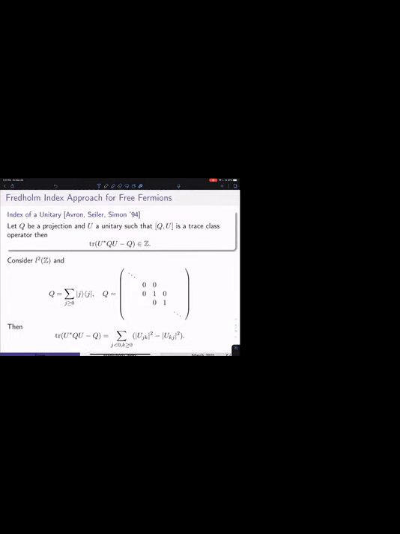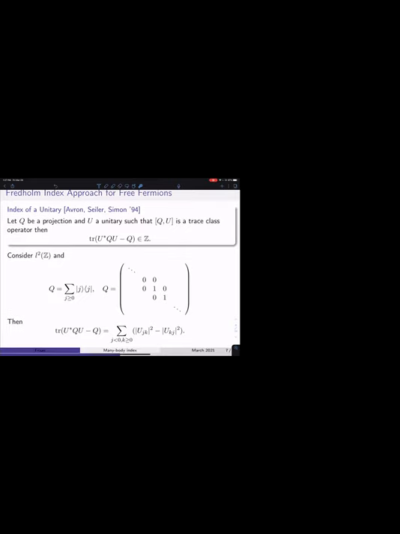A very typical example, if you consider hopping on a lattice, so L2 of Z, on a 1D lattice, and Q that is everything above zero is occupied, and everything below zero is not. Then you take any U, then this trace U star QU minus Q, a little bit of computation shows that it's a probability of jumping from negative to positive, minus probability of jumping from positive to negative. So it's sort of a probability flow across this fiducial point zero. And this is sometimes called index of a unitary or flow of a unitary, F of U.